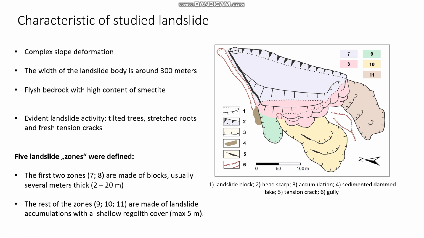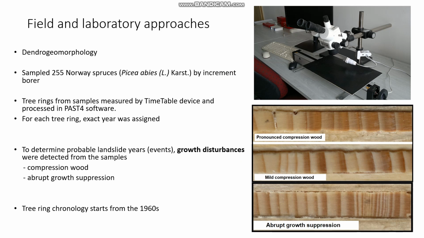I defined five landslide zones according to the similarities in morphology. So in the map, each zone has a different color. Finally, I'll tell you something about the methods I use. I use mainly dendrogeomorphologic methods to obtain dendrogeomorphologic data. 255 Norway spruces were sampled. I used an increment borer, so I got cores with a diameter of 0.5 centimeters.